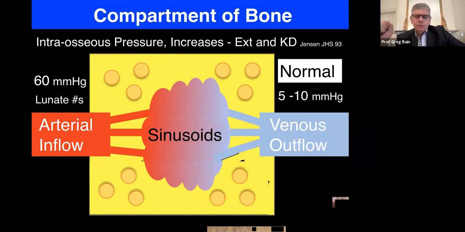And we know from some work of Jensen, if you put the wrist into extension, or if the patient has Kienbock's disease, the pressure inside the lunate will increase. And interestingly, in patients with Kienbock's disease, he identified that the pressure can go up to as high as 150 millimeters of mercury. So the venous pressure concept, I think, is an important one.